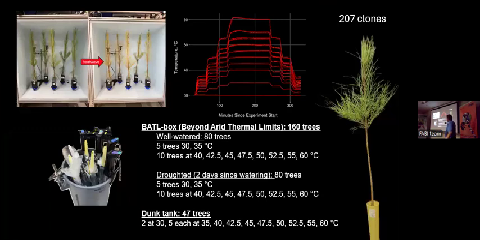And so we put 80 trees that were well watered into these battle boxes, so they had lots of soil water. We took 80 trees and put them in after a 2-day drought. So not enough to cause any permanent damage, but enough so that they would hit their turgor loss point during the heat wave. And then finally, we dunk tanked 47 trees. All this material was clonal. It was generated by Arborgen using direct somatic embryogenesis. So we tried to have plants that were as genetically homogeneous as we could for this study.